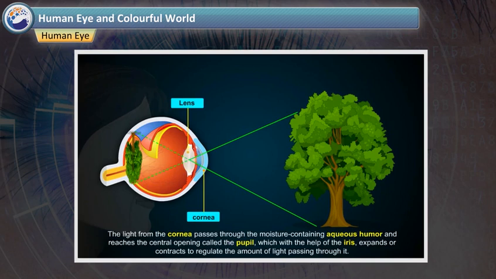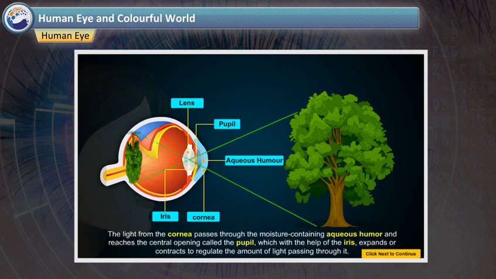The light from the cornea passes through the moisture-containing aqueous humor and reaches the central opening called the pupil, which, with the help of the iris, expands or contracts to regulate the amount of light passing through it.